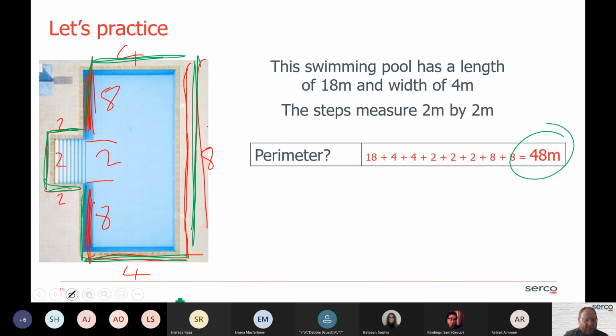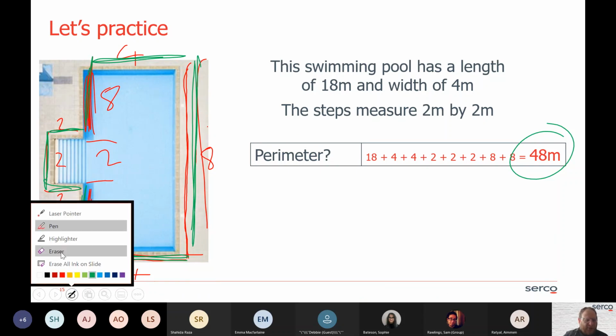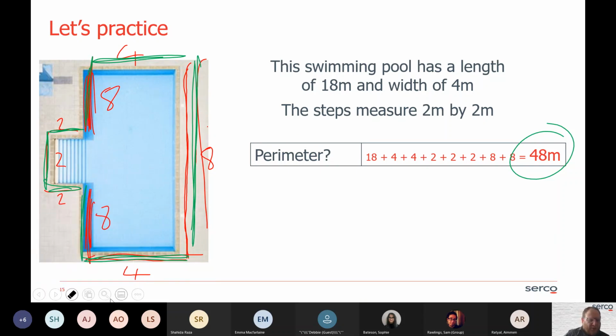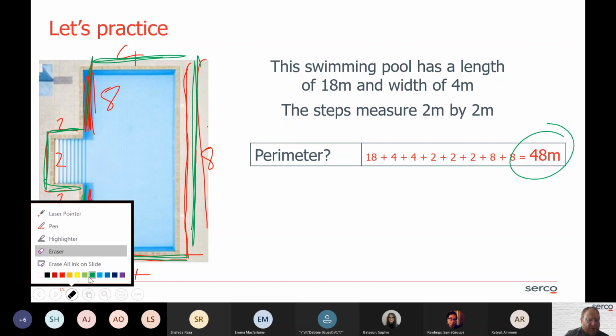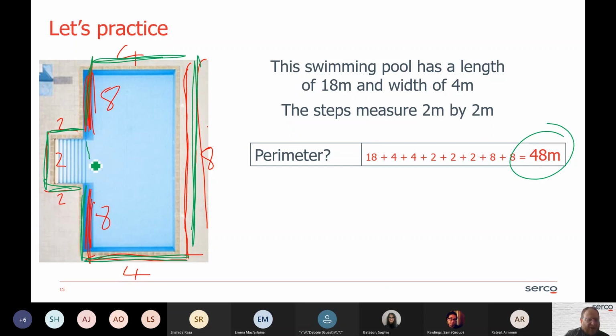For those people who are doing 50, I'm going to assume, if you bear with me, I'll change my color again. I think maybe you've added a 2 in here, but obviously that's not part of the perimeter because that's inside our pool, so we don't need that. And maybe that's where you've got a rogue 2 from. But we've got 18, 4 and 4, 2, 2 and 2, and 8 and 8.